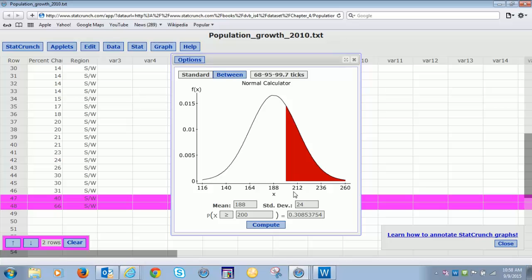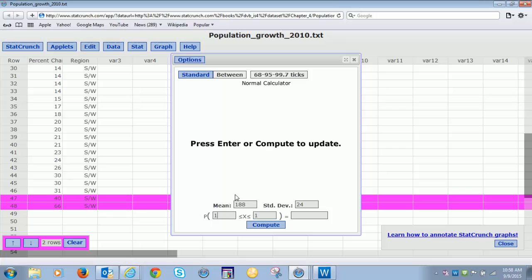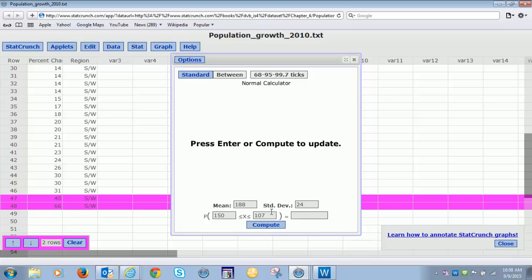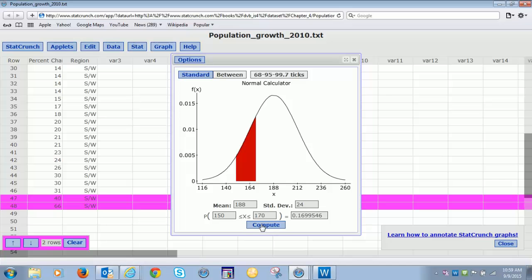And while I'm over here, let me do the next part of the problem. They want to know what percent of women do you expect to have a cholesterol between 150 and 170. And you have an option here called between. Notice when I change over here, it keeps the mean and the standard deviation, which is a nice feature. And we want to go between 150 and 170. And compute. Oh, typo. It's a pretty smart program. Told me I put it in backwards, 170. All right, so we expect about 17% of women to have a mean cholesterol between 150 and 170.